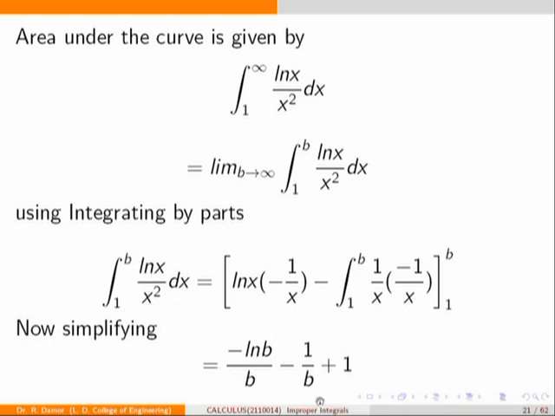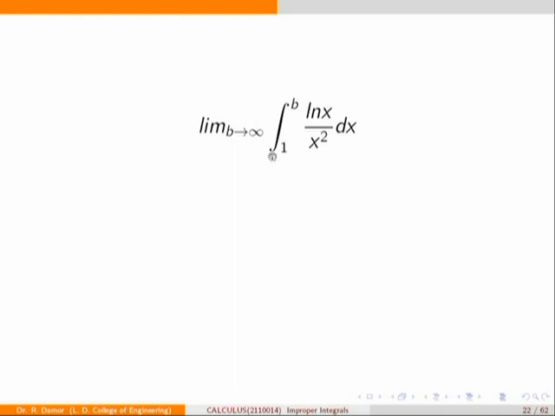Now we take the limit as b tends to infinity. So the limit as b tends to infinity of the integral from 1 to b of ln x upon x square dx can be written as the limit as b tends to infinity of minus ln b upon b minus 1 upon b plus 1. How do we calculate this? As b tends to infinity, 1 upon b goes to 0, and 1 is a constant term, so it stays as it is.